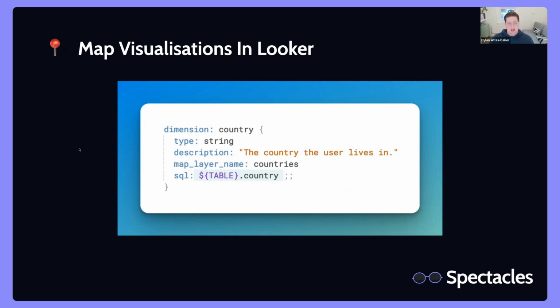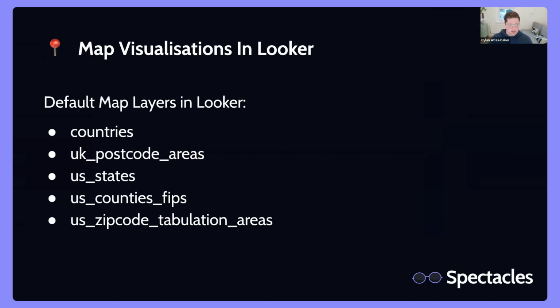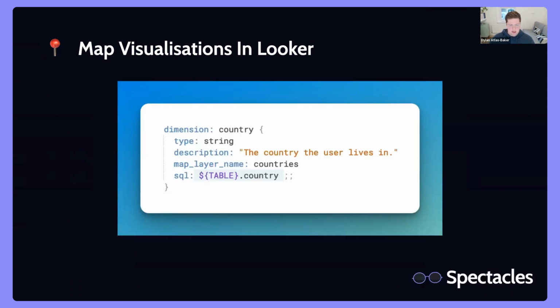And when you do that, it tells Looker when you go and use that dimension in a query and go and use the map visualization in Looker, it's going to map the measures that you have there to whatever map layer you've applied. And so here you would apply countries, US postcode areas, US states, US counties, FIPS, or US zip code tabulation areas. And from there, it's as simple as building the visualization in the Looker UI as you would for any other visualization. And in the demo later, I'm going to show you exactly how you go about doing that.